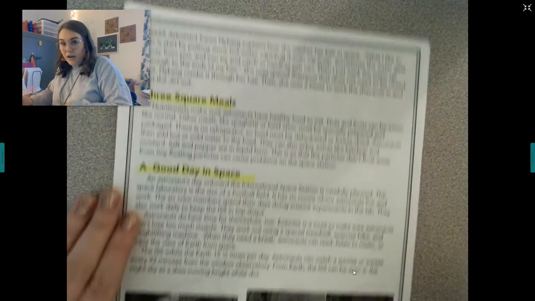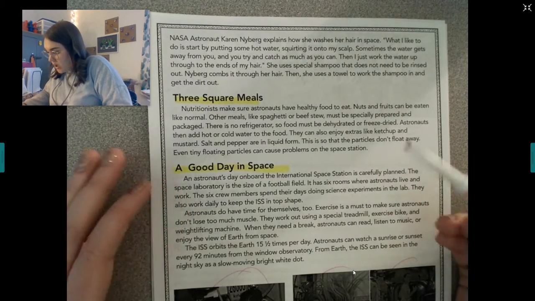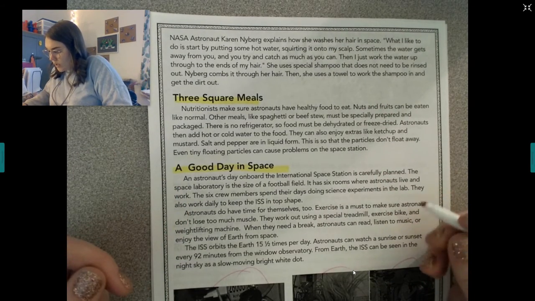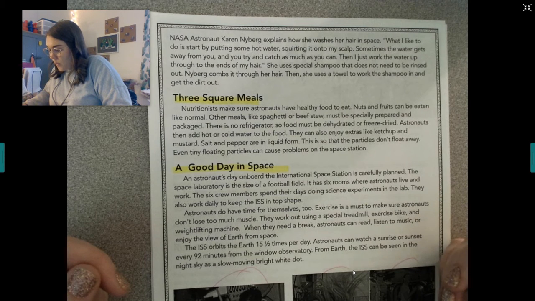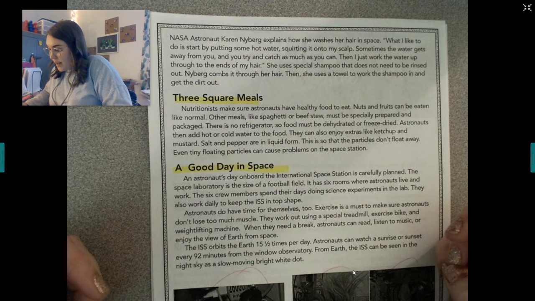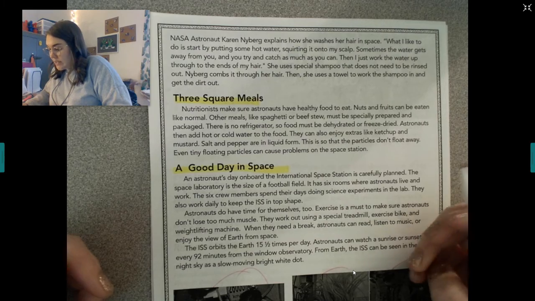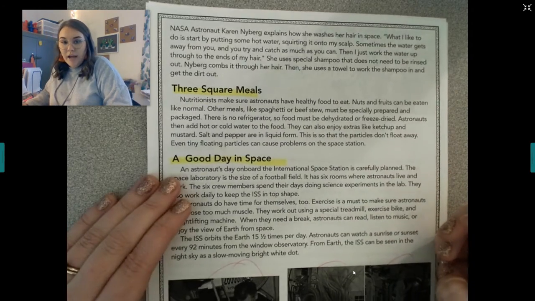NASA astronaut Karen Nyberg explains how she washes her hair in space. What I like to do is start by putting some hot water, squirting it onto my scalp. Sometimes the water gets away from you and you try to catch it as much as you can. Then I just work the water up through the ends of my hair. She uses special shampoo that does not need to be rinsed out. Nyberg combs it through her hair. Then she uses a towel to work the shampoo in and get the dirt out.